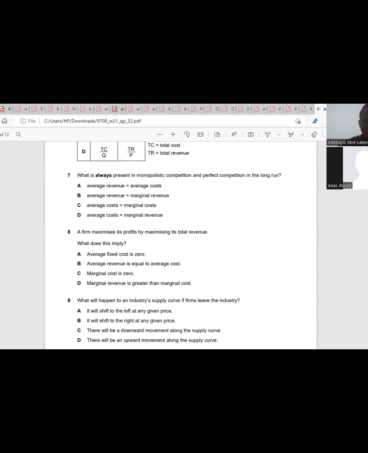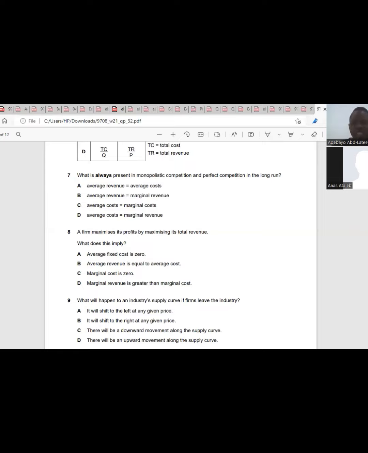Question 7. What is always present in monopolistic competition and perfect competition in the long run? In monopolistic competition, they produce almost the same product, but with advertisement. And in perfect competition, they also provide the same product, homogeneous products. So it's almost the same thing, but not quite, because in monopolistic competition, they need to do a lot of advertisement to show the difference between their products.